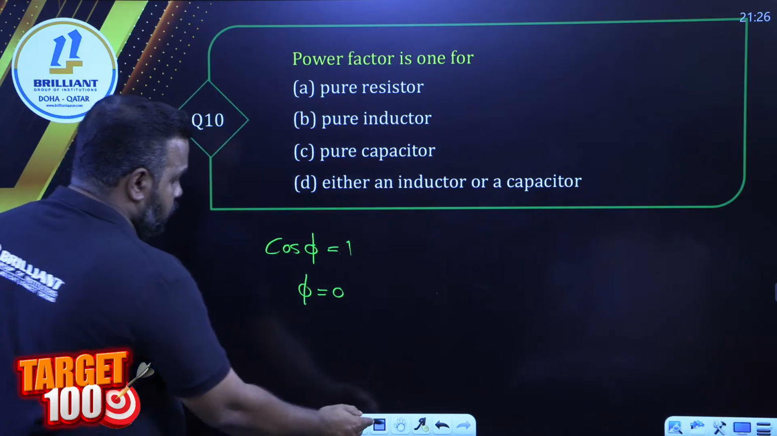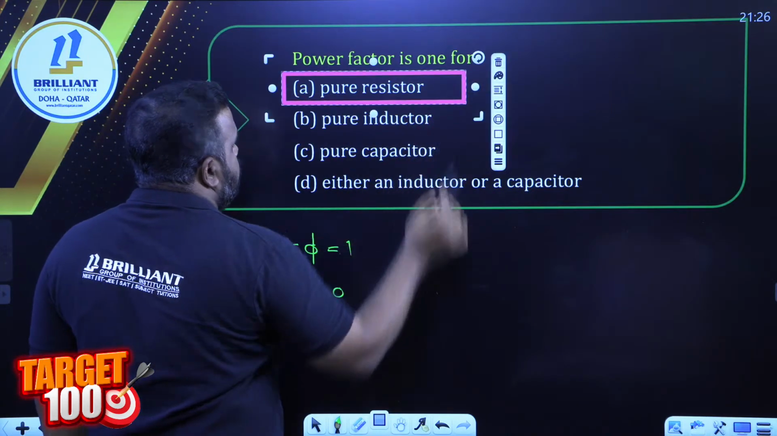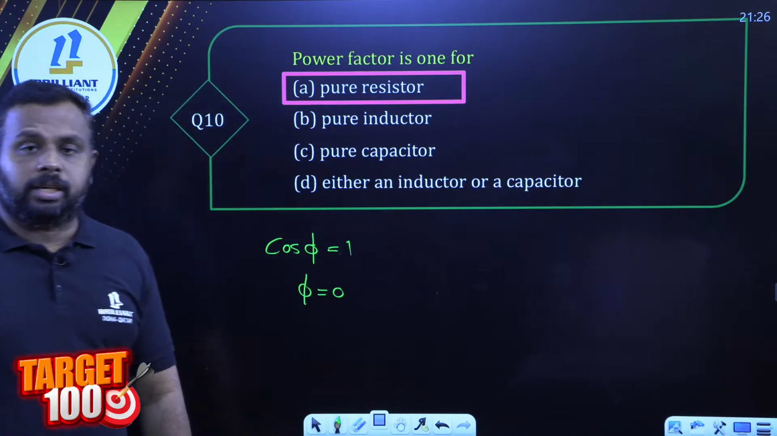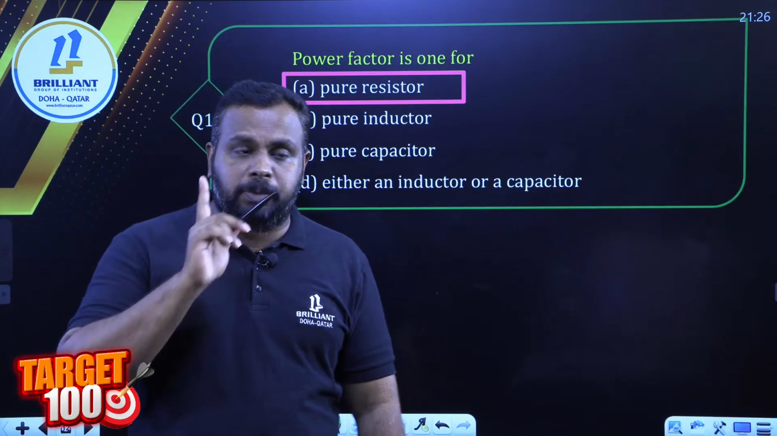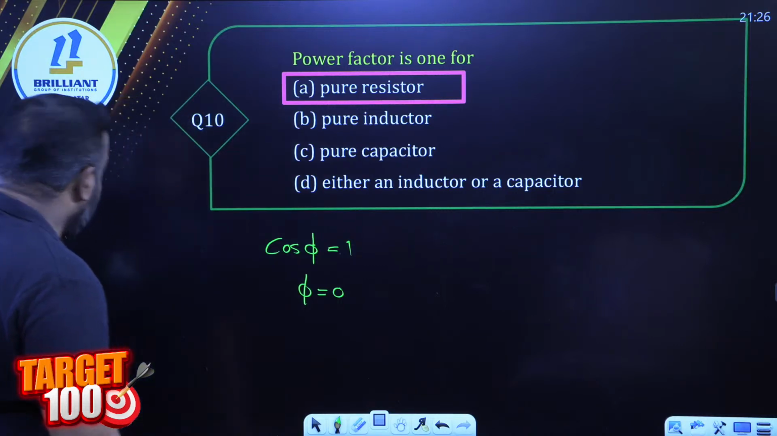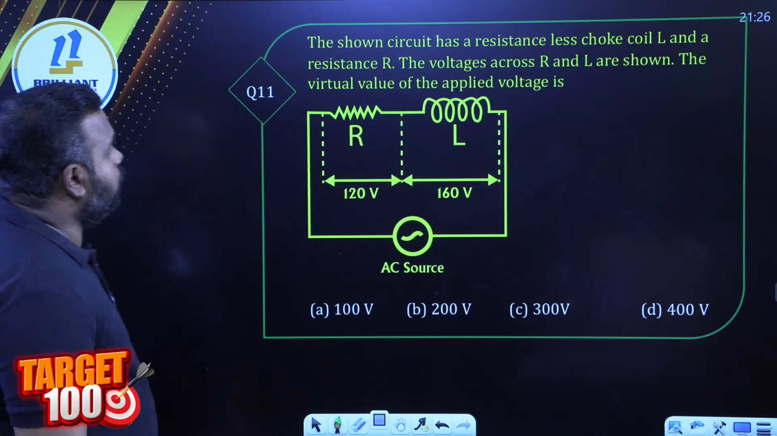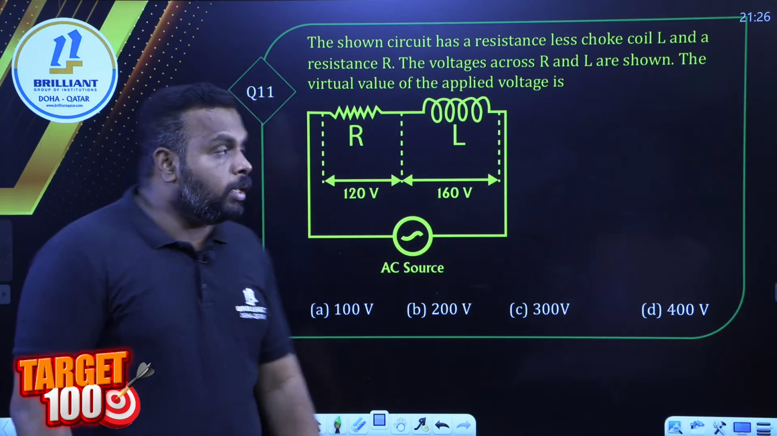Very good. So the answer is a pure resistor. In a pure resistive circuit only, current and voltage are in same phase. The power factor will be 1. Yes, very good. I'm going to the next question. Question number 11. Look at this.